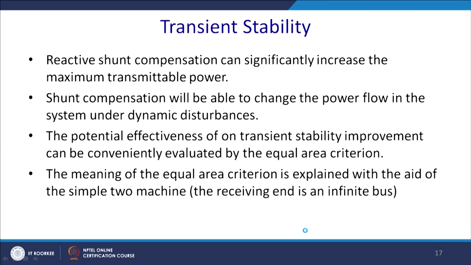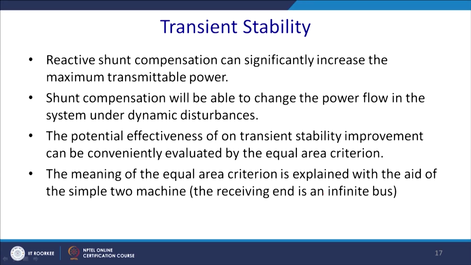Now, let us come to the transient stability. We have discussed transient stability before, and now let us see how transient stability can be enhanced by the shunt compensation. Reactive shunt compensation can significantly increase the transferable power in the line. So, shunt compensation will be able to change the power flow in the system under dynamic disturbances. If there is a slight increase in the power demand, then it can increase the power handling capability, and it can actually bring this perturbation down to the steady state limit.